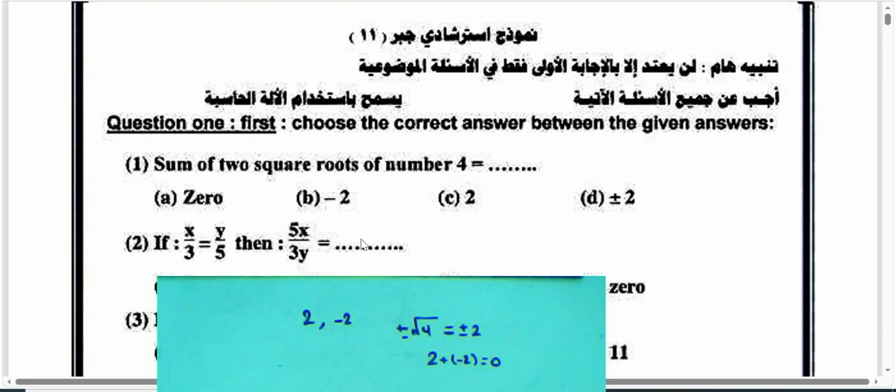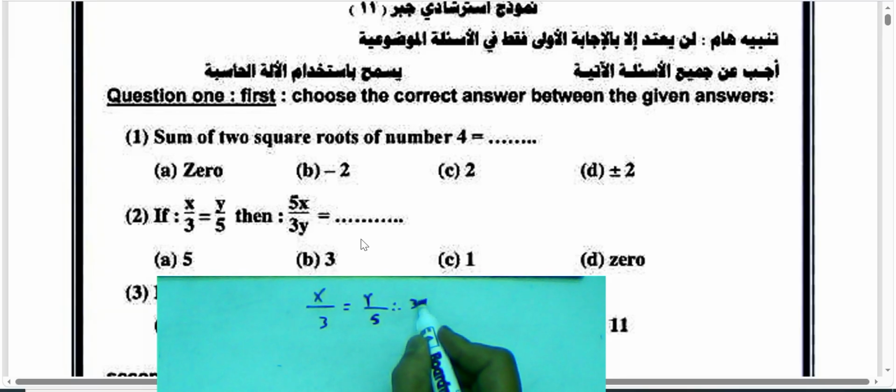If x over 3 equal y over 5 equivalent, then 5x over 3y equal. We can multiply here the numerator by the denominator of the second term. The product of extremes equals the product of means. X over 3 equal y over 5, then 3y equal 5x. They are equivalent. Then if we divide them, the result will be 1. Choose letter C. Next question.